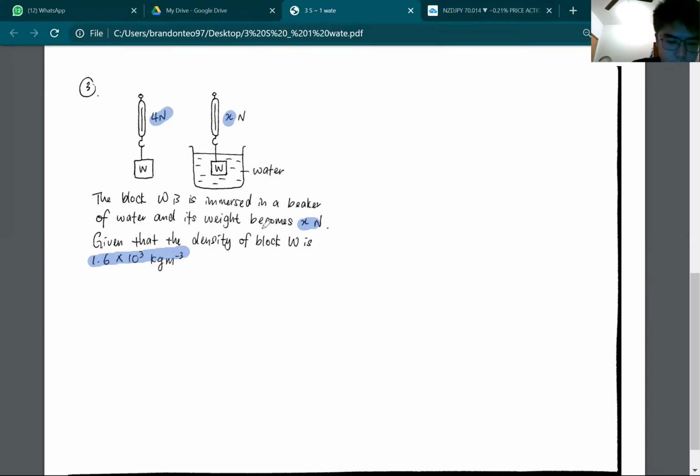Okay, where is the question? Given the density of the block is this one, find X. What is X? So how do we find X? Again, we use the same formula.